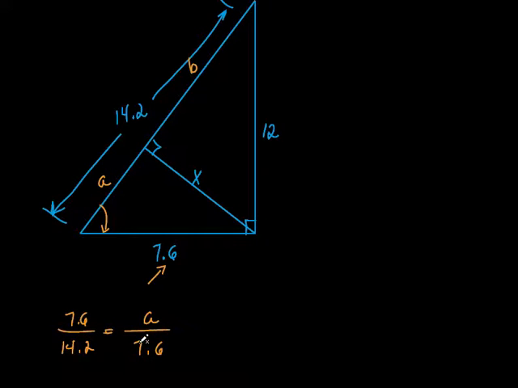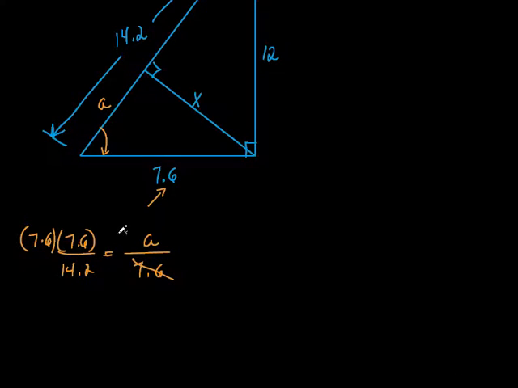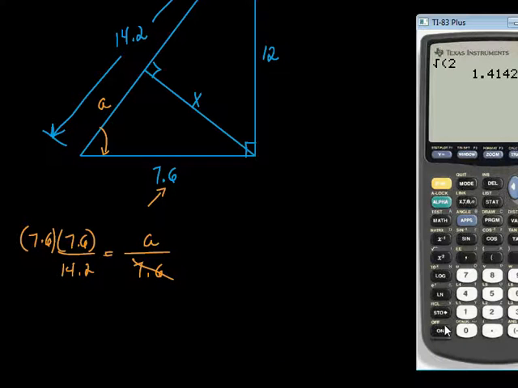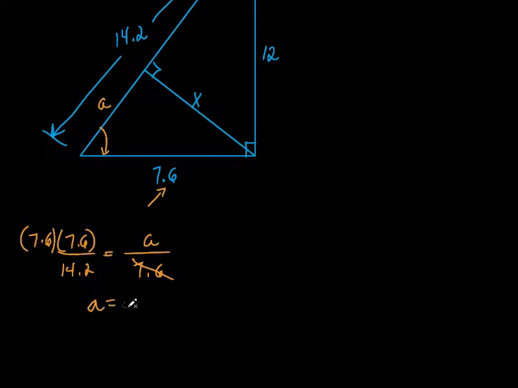Now look, I could cross multiply, but what am I going to do here? Just multiply by 7.6, right? Why can't I cross them out? Because I've got an equal sign in between. It's not a multiplication. Okay? Let's stick some numbers in. 7.6 times 7.6, or 7.6 squared, right? And then divided by 14.2. And that gives you about, let's say 4.1, right, if I round it. So 4.1. So A is 4.1.